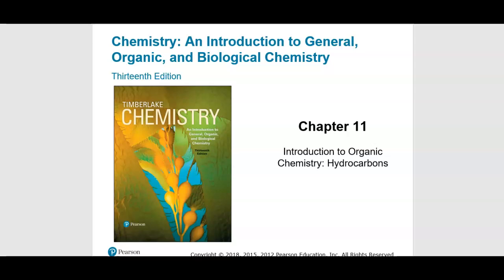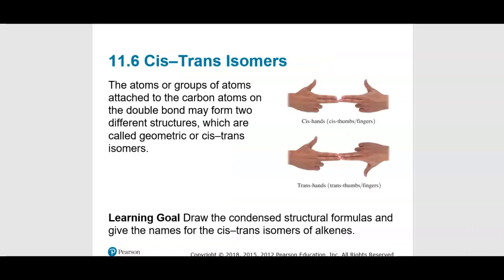Section 11.6 introduces a little more of what we call stereochemistry. Now, I've probably used the term stereochemistry before, and stereochemistry deals with the three-dimensional geometry of molecules. We've talked about molecular shapes, molecular geometry. This is a little bit different. Here we have something called cis-trans isomers.